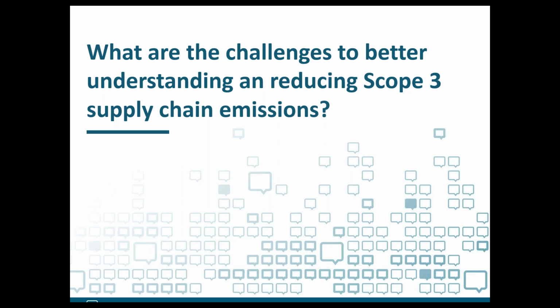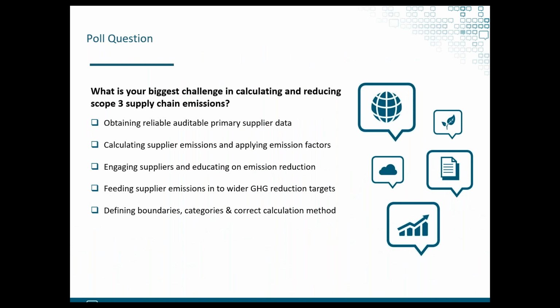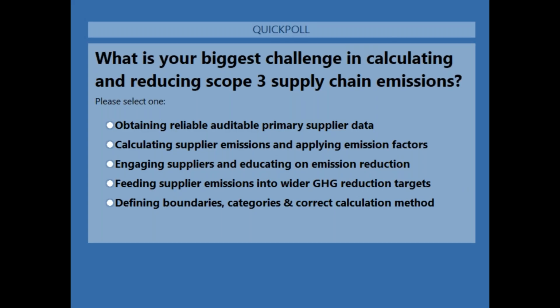But what challenges do we need to overcome to understand supplier emissions, let alone reduce them? So our second and final poll question then, it'd be great to get an understanding of what you feel is the biggest challenge to calculating and reducing supplier emissions. So the question is, what is your biggest challenge in calculating and reducing Scope 3 supply chain emissions?